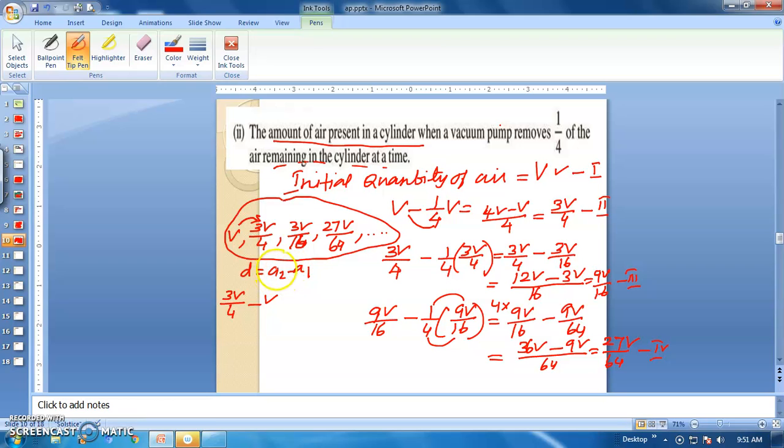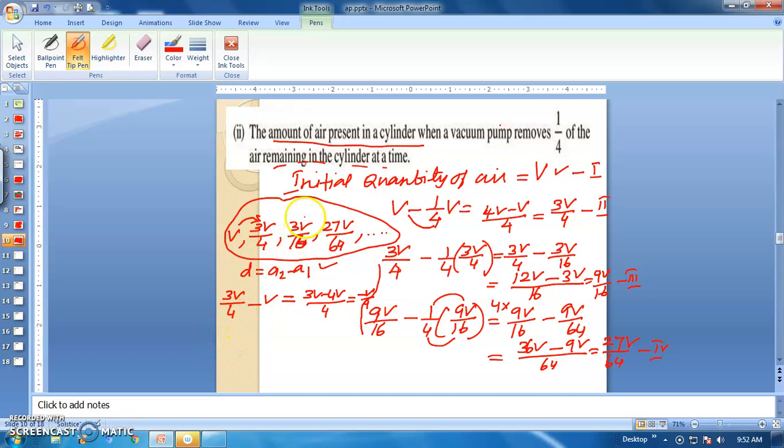Suppose you subtract the first term from the second term and you get a negative value; that is the opposite value. So that is the formula for D. So 3v by 4 minus v becomes 3v minus 4v by 4, so the result is minus v by 4. That is the D value when we subtract the first term from the second term.